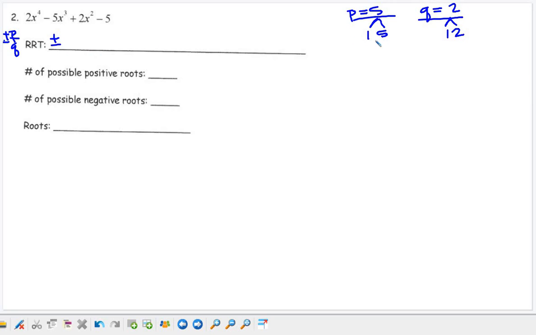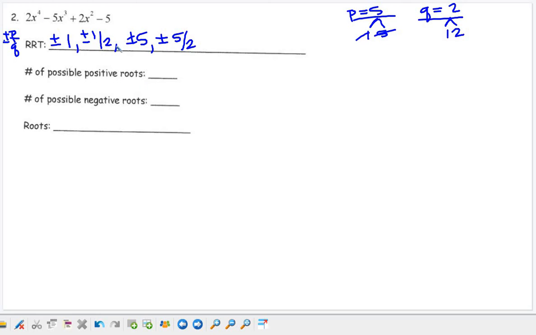So I have plus or minus 1 over 1 and plus or minus 1 over 2. And then 1 is done. And then I do 5, so plus or minus 5 over 1 and plus or minus 5 over 2. And then 5 is done. So I know that I've completed my list. This is the list that I'm going to pick from to do synthetic division.